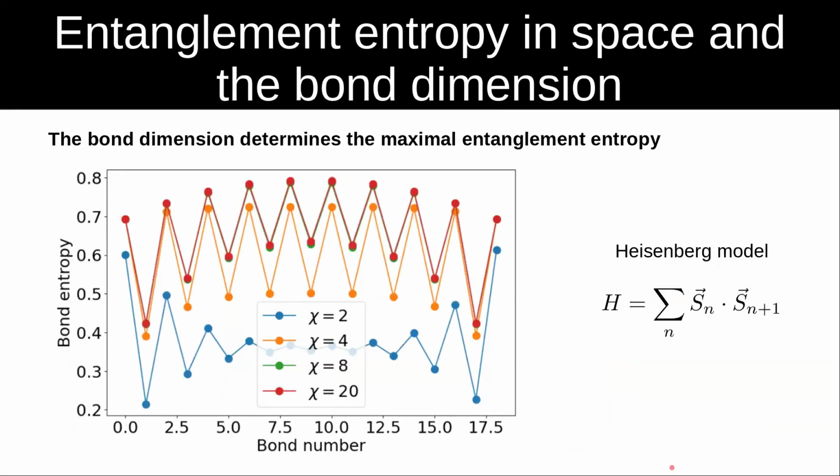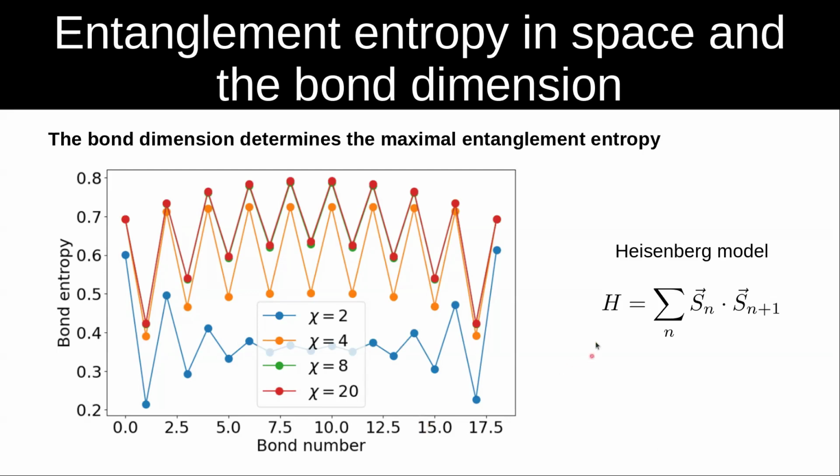You can actually see how the entanglement entropy of the system changes as you change one of the parameters of the matrix product state, which was the bond dimension. So the bond dimension is effectively just the size of the matrices. The bigger the bond dimension, the bigger the matrices you consider in your matrix product state, and the smaller the bond dimension, the smaller the matrix is.